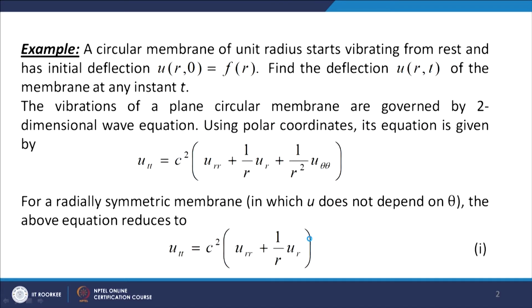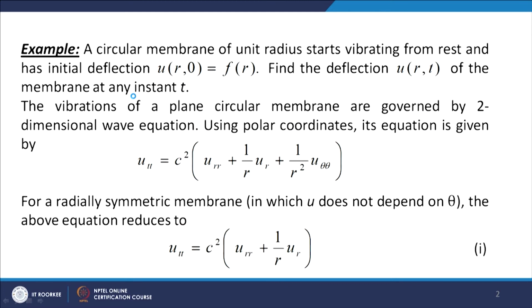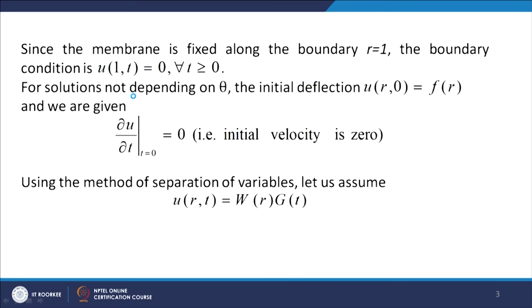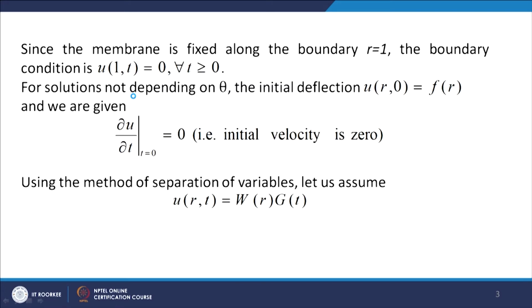Now since the membrane is fixed along the boundary r equal to 1, the radius of the membrane being equal to 1, the boundary condition is u(1,t) equal to 0 for all t greater than or equal to 0. Now for solutions not depending on theta, the initial deflection given is u(r,0) equal to F(r), and we are given that it starts vibrating from rest. So we have initial velocity equal to 0, that is, dou u over dou t at t equal to 0 is 0.